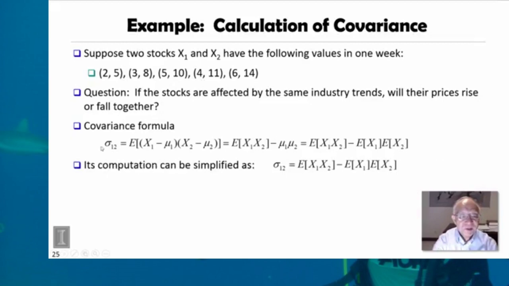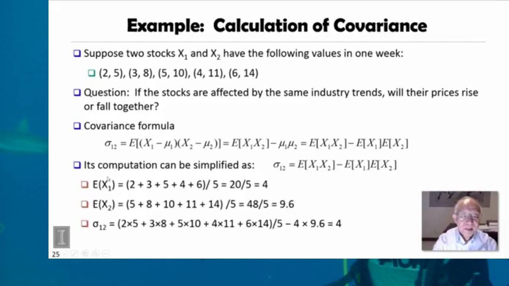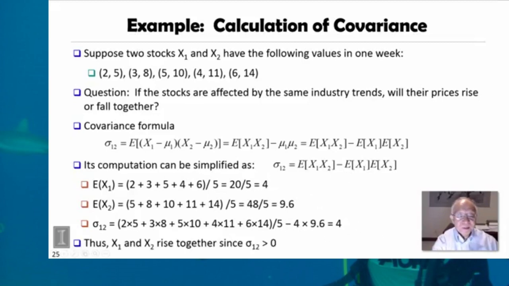So if we look at the covariance formula, especially a more simplified computation formula, then we can calculate the expected value of x1, which is the mean value of x1, and the expected value of x2, which is the mean value of x2. Then we look at their covariance. We use this formula: the sum of their products divided by the number of variable pairs, then we subtract the expected value of x1 times the expected value of x2. Then we get the final value, which is 4. That means the covariance is greater than 0, so x1 and x2 rise or fall together.